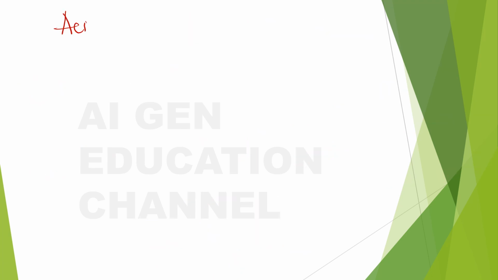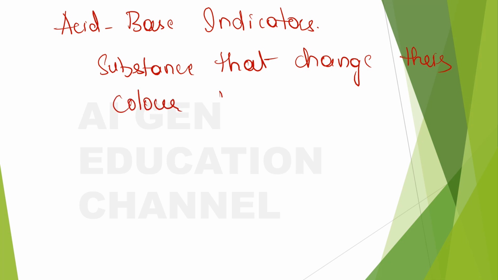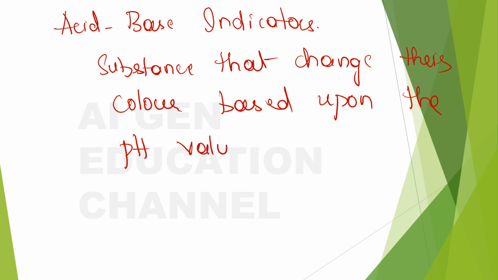Alright, next we shall look into acid base indicators. So, what are these acid base indicators? These are substances that change their color. What do they do? They change their color based upon the pH value of the solution that they are added to, the solution that they are made to get added to.